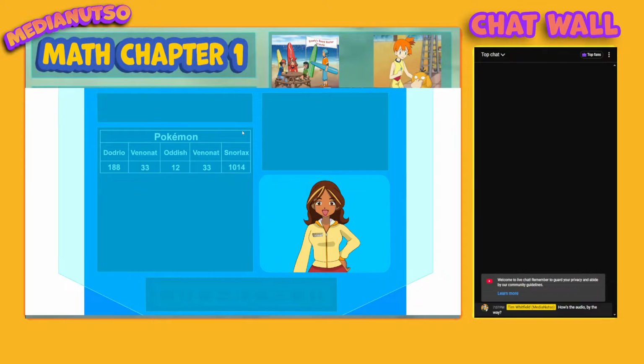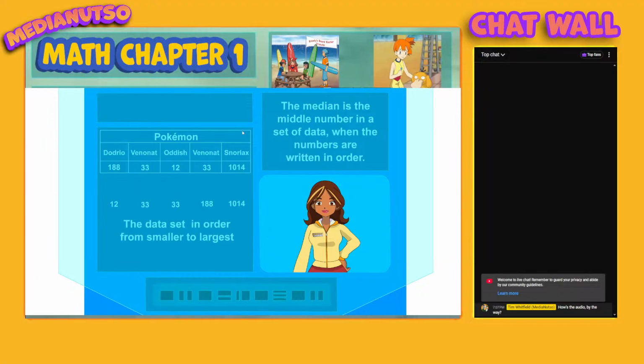Now, if we want to know what falls in the middle of the data set, that's the median. It's the middle number in a set of data, when the numbers are written in order. So first, put the numbers in smallest to largest, or numerical order. For our set, it would be 12, 33, 33, 188, 1014.